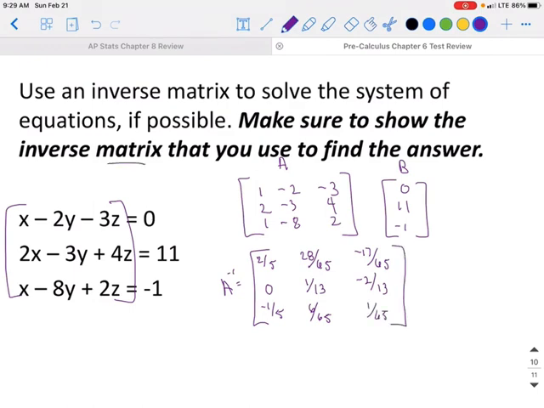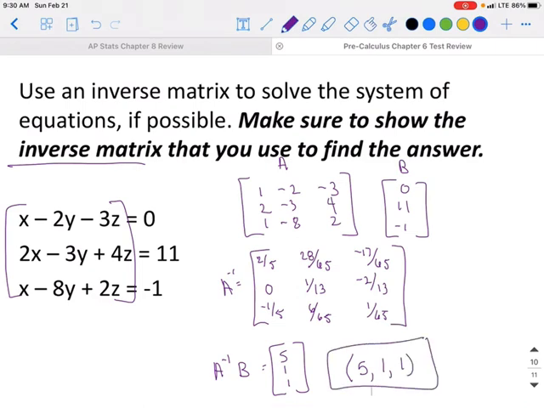So it does say show your inverse matrix. We did that. And now all you have to do is your inverse matrix A times matrix B. You can do all that in your calculator at the exact same time. Multiply, and you should get 5, 1, and 1, which means our x value is 5, our y value is 1, and our z value is 1.